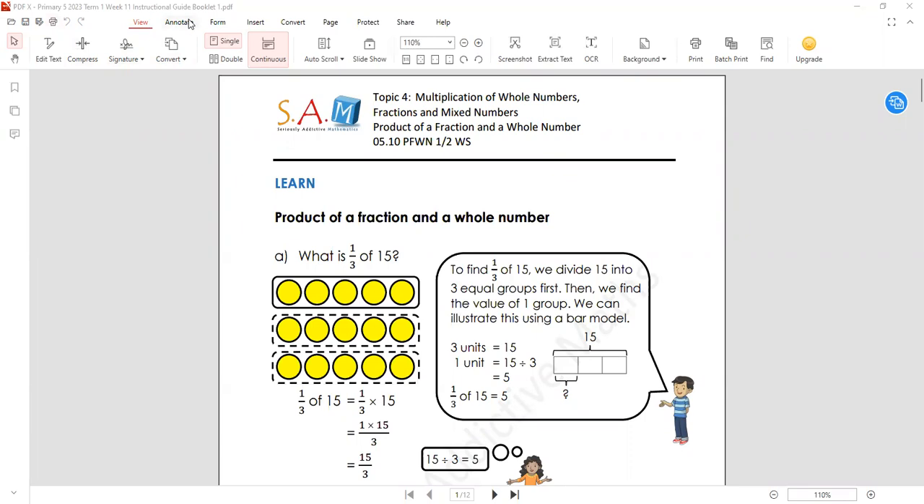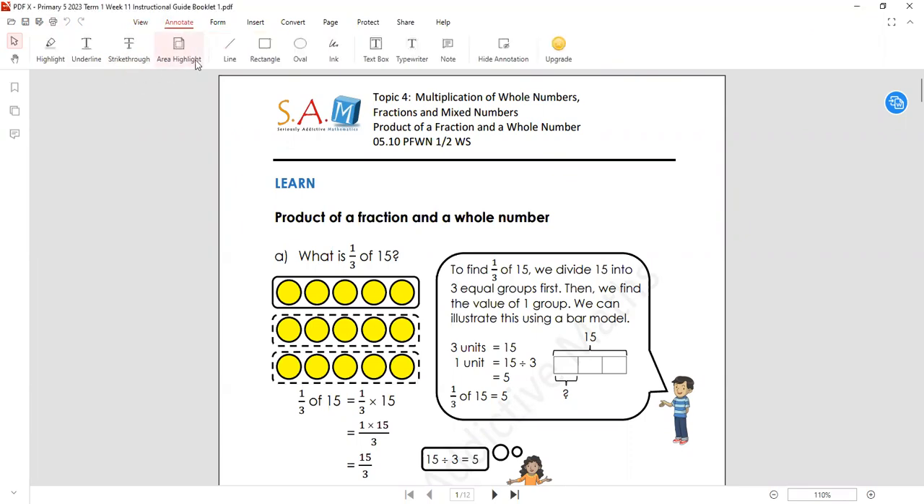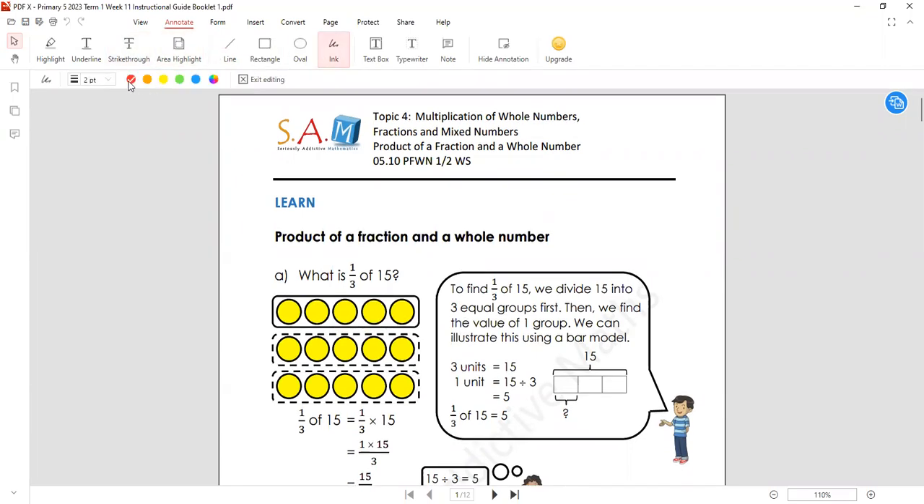So for this week, 3 booklets. Let's start with the first one. The first one is on product of a fraction and a whole number.